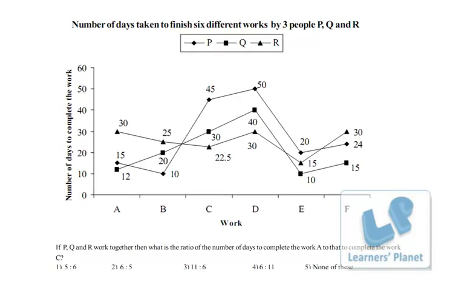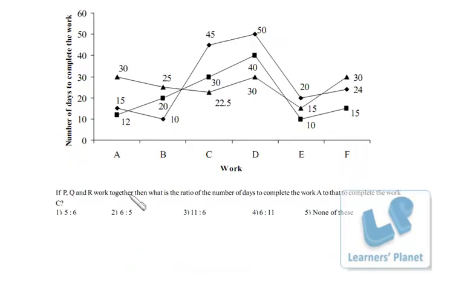Now see this problem. Set of problems. Number of days taken to finish 6 different works by 3 people, P, Q, R, right? Works A, B, C, D, 6 types of works are there, and time taken by P, Q, R is given over here. The first question says, if P, Q, R work together, then what is the ratio of number of days to complete the work A to that to complete the work C, right? A and C we have to make comparison.